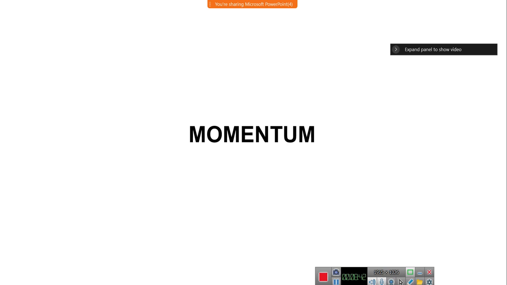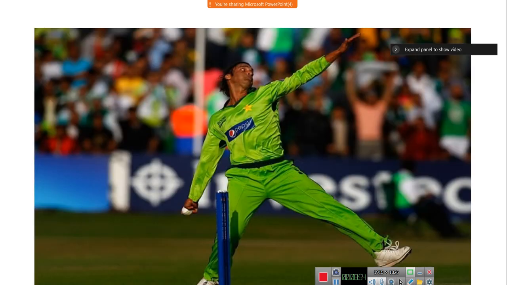So let me tell you what is momentum. Okay, very interesting concept, momentum. So be with me here in understanding what momentum is, right? Our next picture is, can you tell me who is this bowler? Sir, Shoaib Akhtar. So what do you know about him? He's the fastest bowler so far, right?